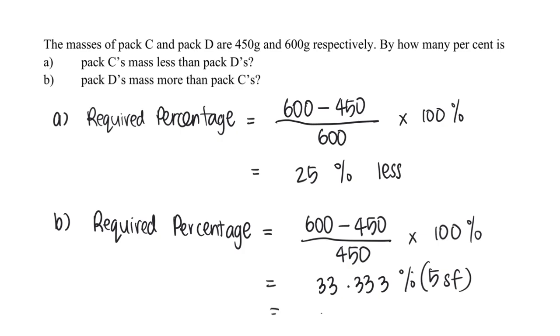Followed by 33.3%, 3SF. So here, this is a general rule that if I'm comparing with pack D, then the pack D should be at the denominator. If I'm comparing with pack C, then the pack C mass should be in the denominator. That's something to take note of.